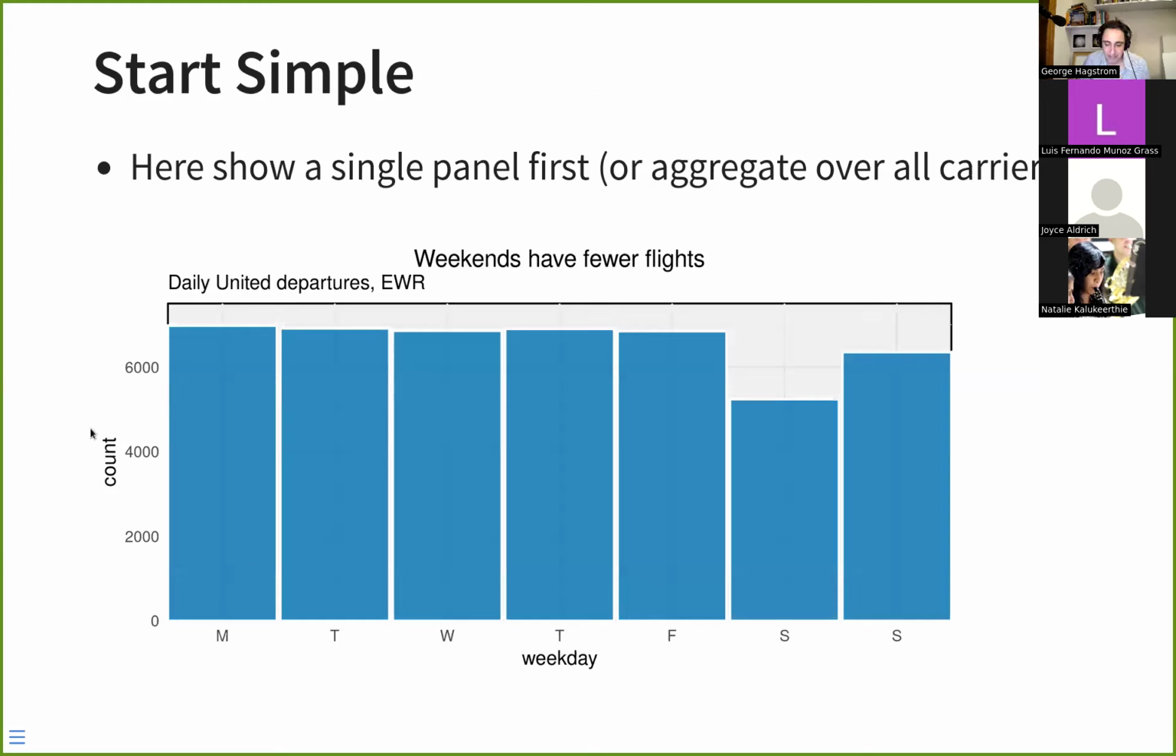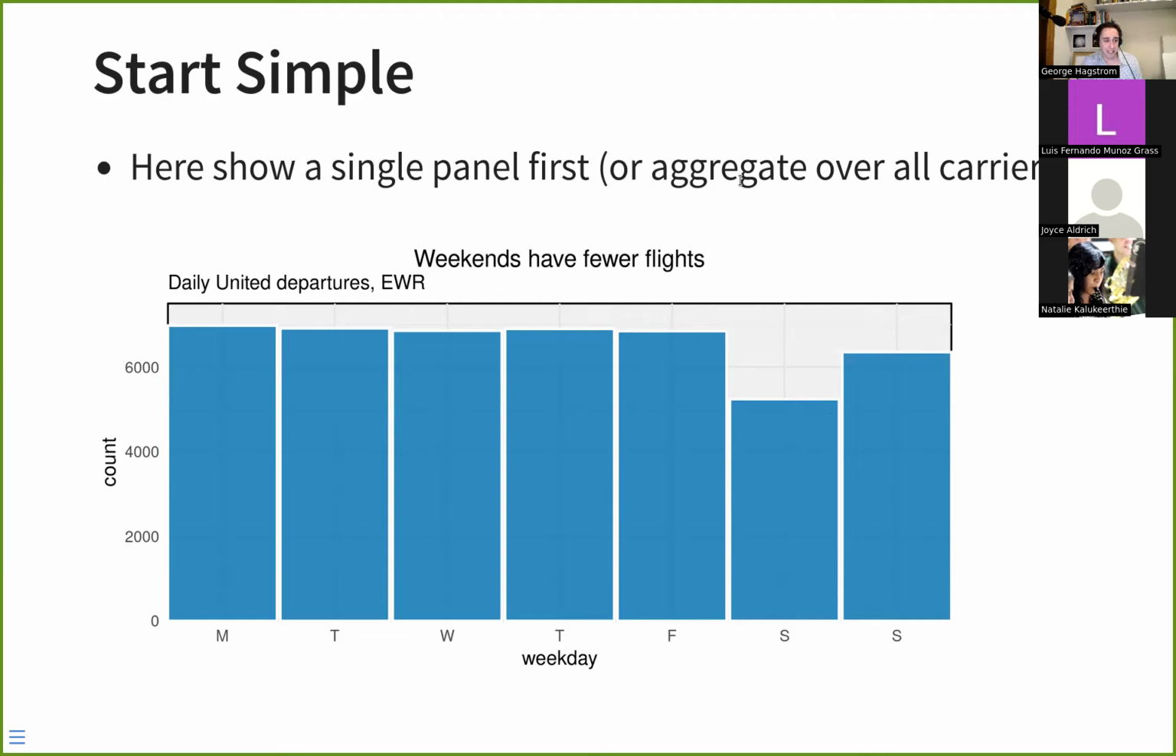So here's a plot of the number of different flights of United Airlines from Newark Airport, again from the New York City Flights 13 data set. And we can see in this plot that there's a characteristic pattern. The weekdays pretty much have the same number of flights. Not that many people seem to fly on Saturday, and then Sunday is a little bit in between.